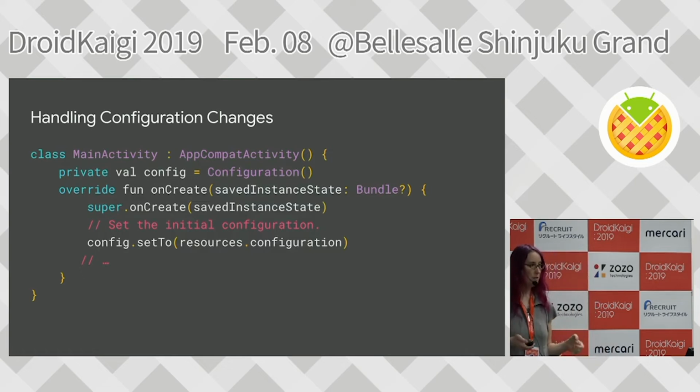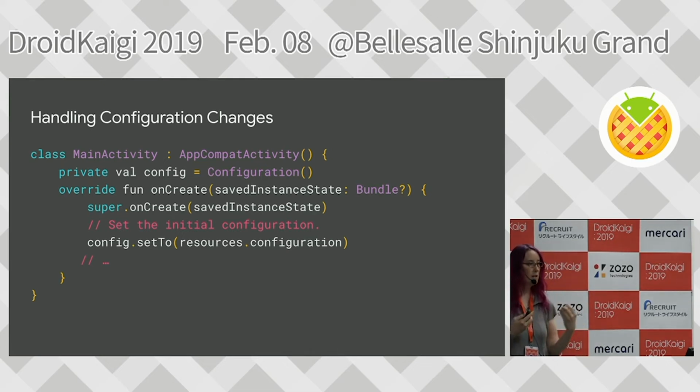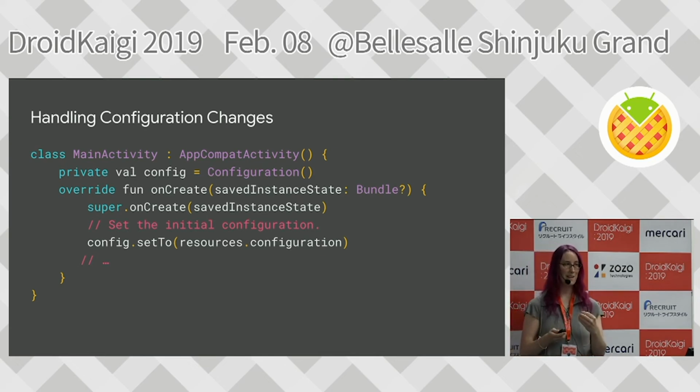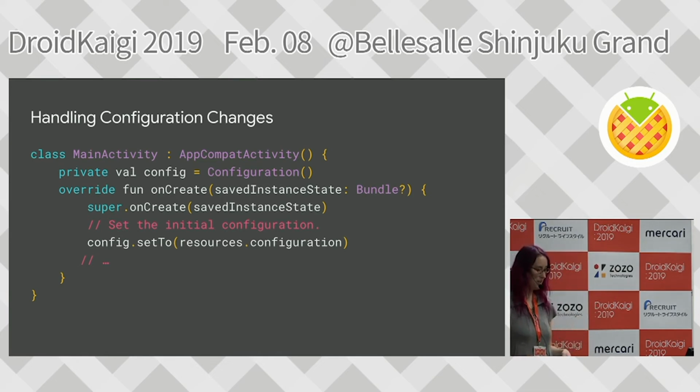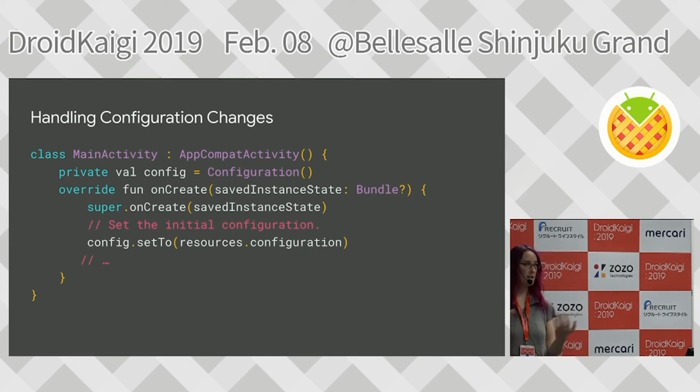The first thing we want to do is, in onCreate, save a copy of our configuration. The reason for this is that once onConfigurationChanged has been called, even though it passes in the new configuration, it's already been applied. So there's no way to get the configuration and check what's changed in the new one. So to do that, we want to save a copy ourselves. Set2 is great. It just makes a deep copy of the object.